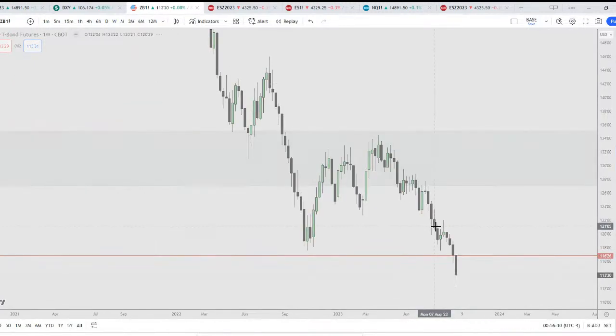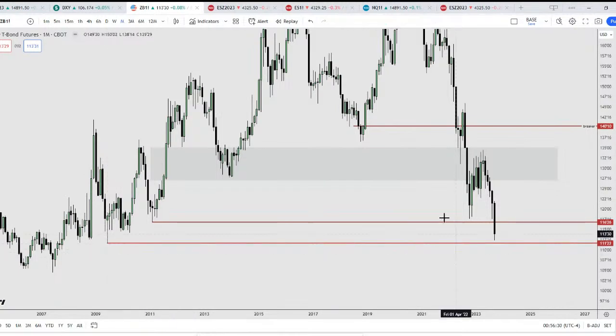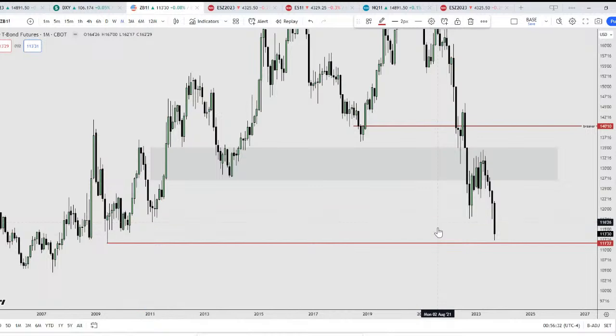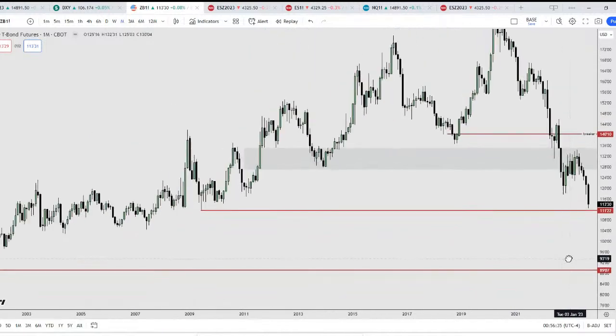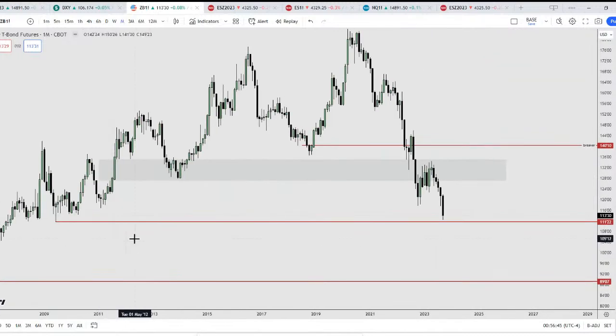Okay, so on the monthly charts, right, I like this reaction here. Okay, so ultimately right now, I'm looking at this level here. 1123, 1122. Okay, this low here. I think this low is next for the bond markets. Okay, and I think this is very nice as well, this level here. Okay, so this is the bond market.